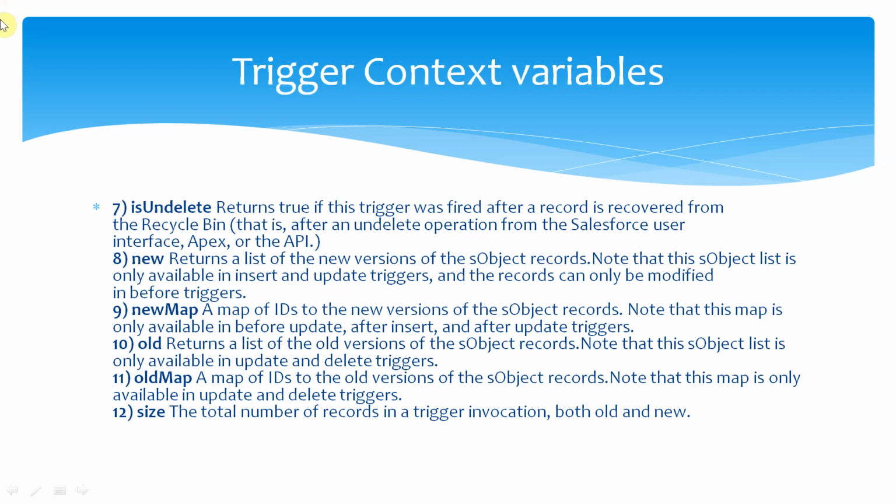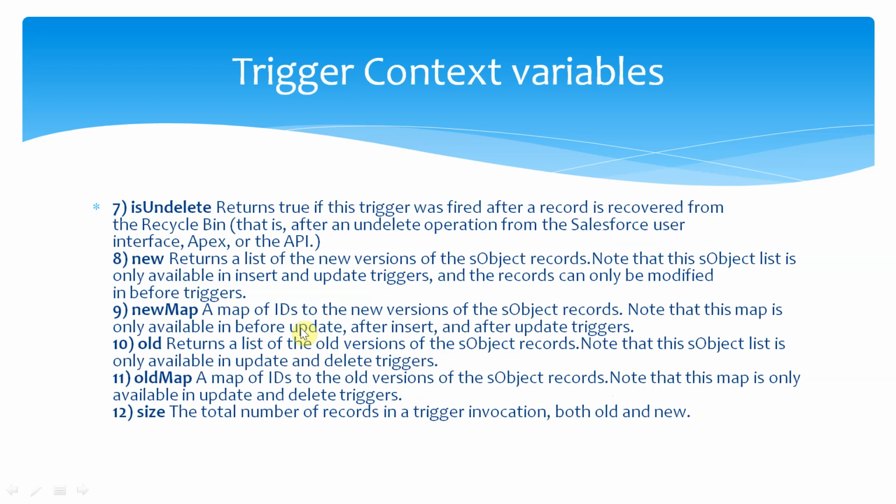Similarly, newMap is another map of IDs to the new version of the SObject records. Note that a map is only available for before update and insert, because logically, you will not have it in the delete. In the delete, you're going to delete an existing record. So there it will be Trigger.old. Trigger.old is an older version list of objects. oldMap is a map of IDs to records. This map is available only in the update and delete. When you go to Trigger.isNew, you will not find a Trigger.old because there are no old records in the system, right? So that's Trigger.size, the total number of records in the trigger invocation.